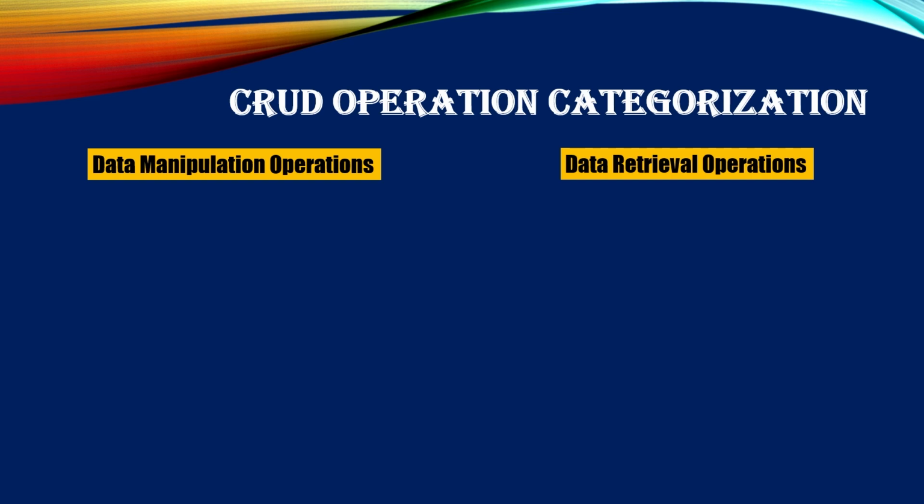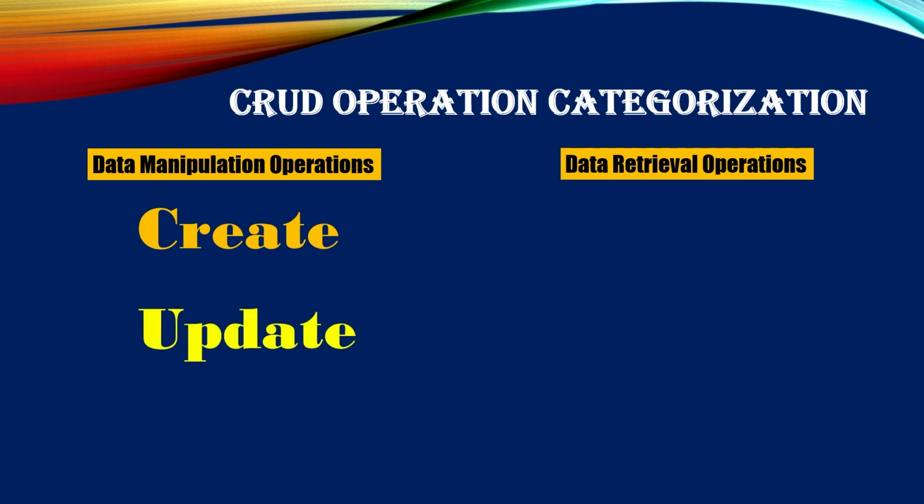Now let's put those four operations under these two categories. We can easily say that create will come under manipulation, because whenever we perform a create kind of operation, it will be adding new rows to your database. So it's a manipulation. Another one is update. Although we are not going to add any row here, we are going to change the data of a particular row or multiple rows. So this is again a manipulation.